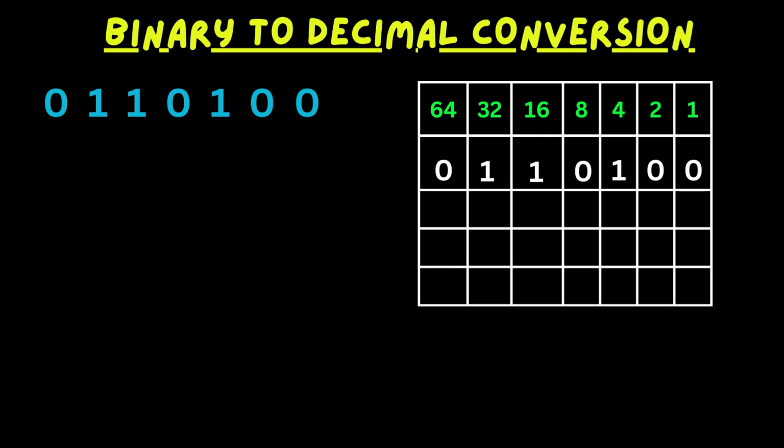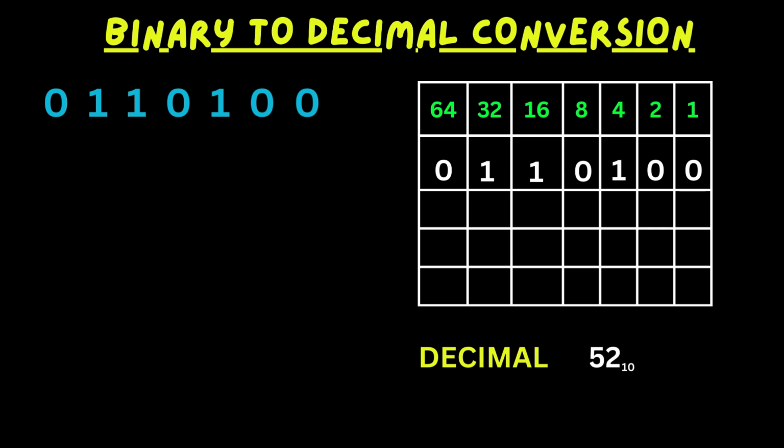So in this case, 0 multiplied by 1 will give me 0, 0 by 2 will give me 0, 1 by 4 will give me 4, 0 by 8 will give me 0, 1 by 16 is 16, and 1 by 32 will give me 32. That gives us the decimal number of 52 to the base of 10.